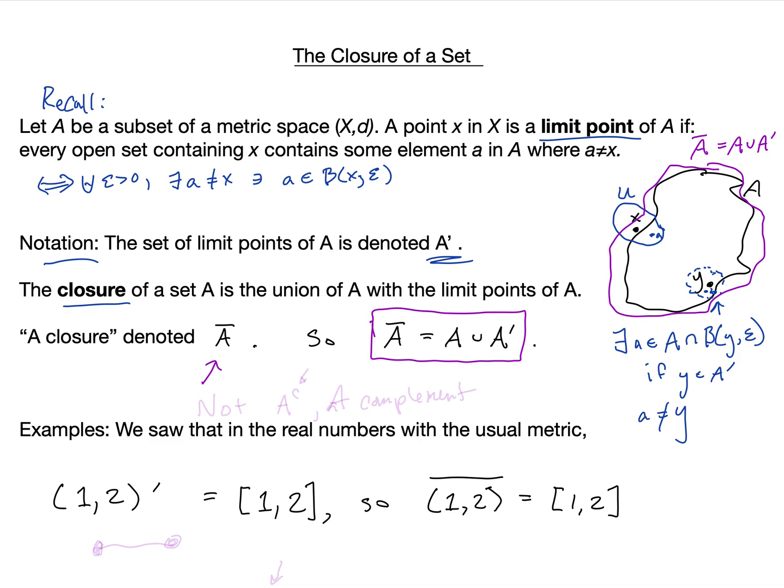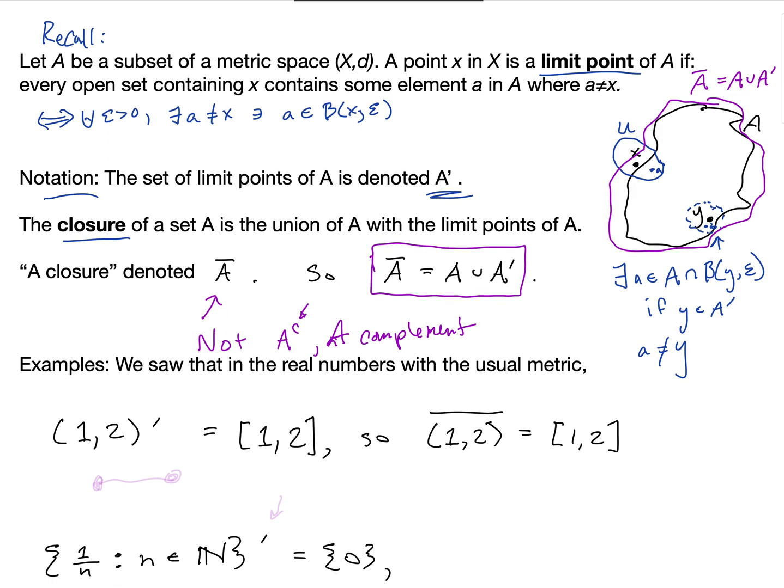Unfortunately, this is the same notation that we often use for A complement. So this is not the same as A complement. From here on out, we will try to use this notation, A with a C, for A complement and A with a line over it for A closure. All right, let's look at a few examples.